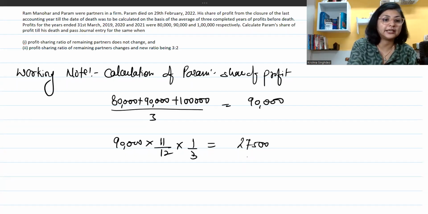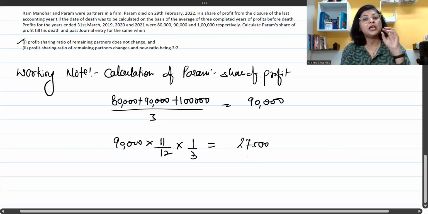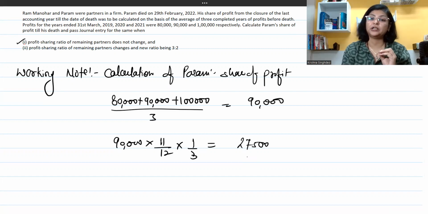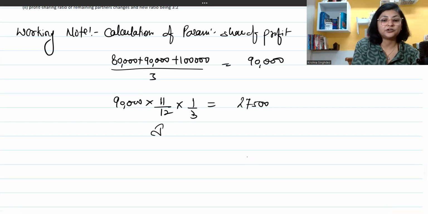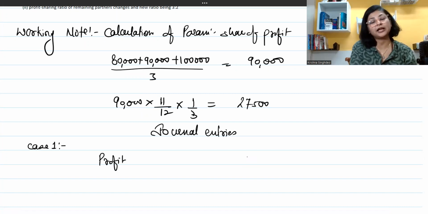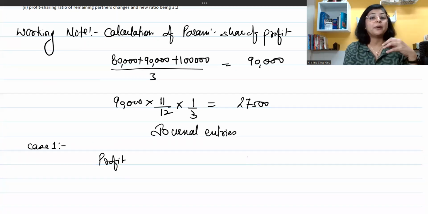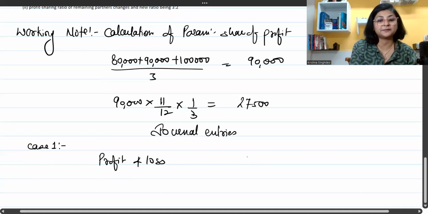Now we have to pass the journal entries in 2 specific cases. What is case number 1? The case number 1 says profit sharing ratio among the remaining partners is not changing. Means we will have to open profit and loss account over here. So the journal entry which we will pass over here, case 1, journal entry is going to be profit and loss suspense account. Usually we write profit and loss appropriation account, but because the year has not yet ended, we cannot open profit and loss appropriation account. So we'll write profit and loss suspense account.